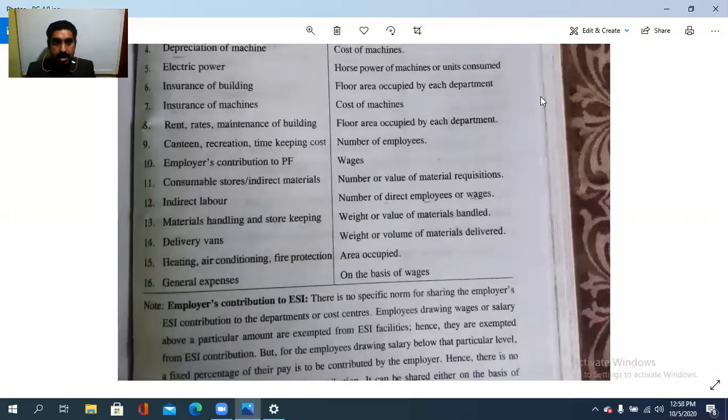Then consumable stores or indirect material: the number or value of the material requisitions. Indirect labor: number of direct employees or wages. Materials handling and storekeeping: the weight or value of the materials handled. Delivery vans: the weight or volume of the materials delivered.